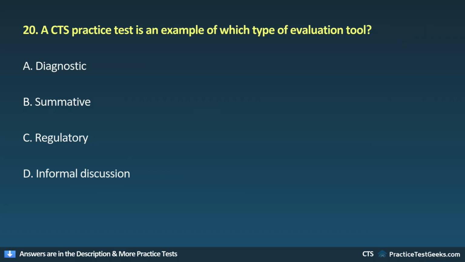20. A CTS practice test is an example of which type of evaluation tool? A. Diagnostic. B. Summative. C. Regulatory. And D. Informal discussion.